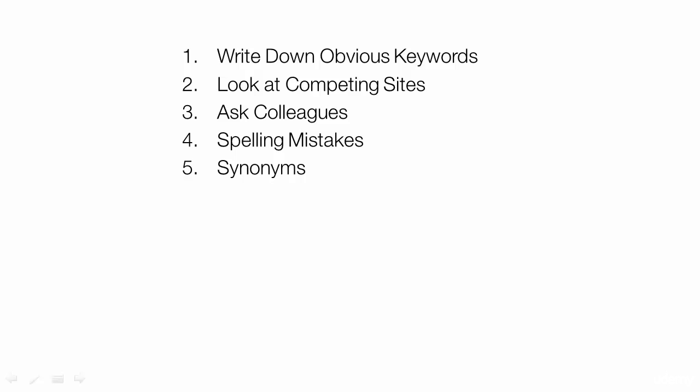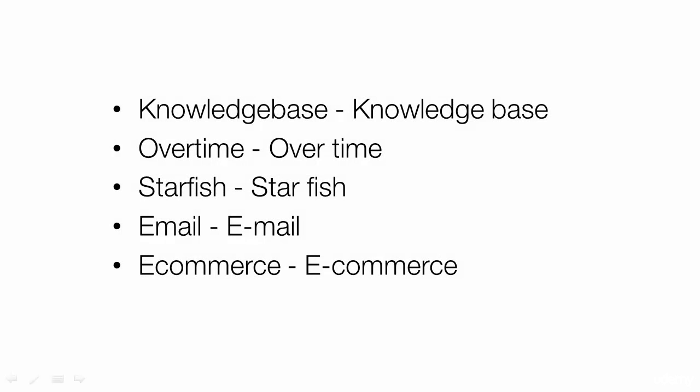Now look at the words on your list and think about synonyms. If you have the word home on your list, maybe you need the word house. If you have the word mortgage, maybe you need the word loan, and so on. Then consider split and merged words. A typical example is knowledge base. Is it one word or two? Different people spell it differently, so you'd want to use the term both ways on your site.